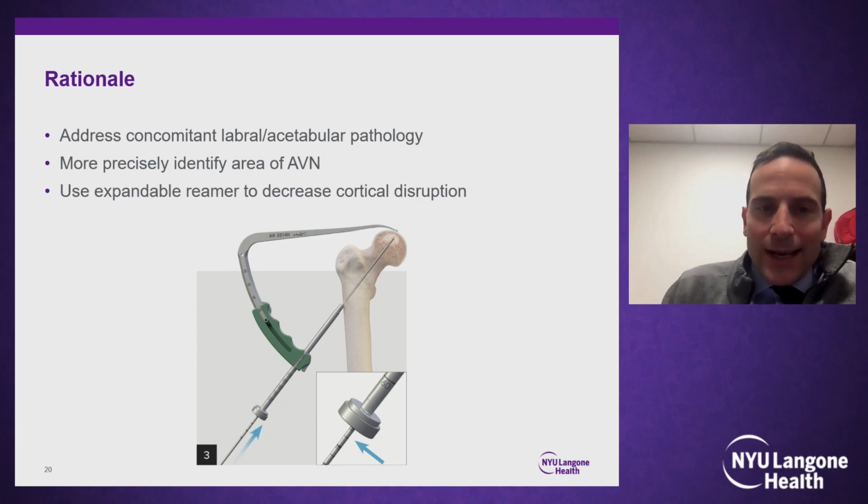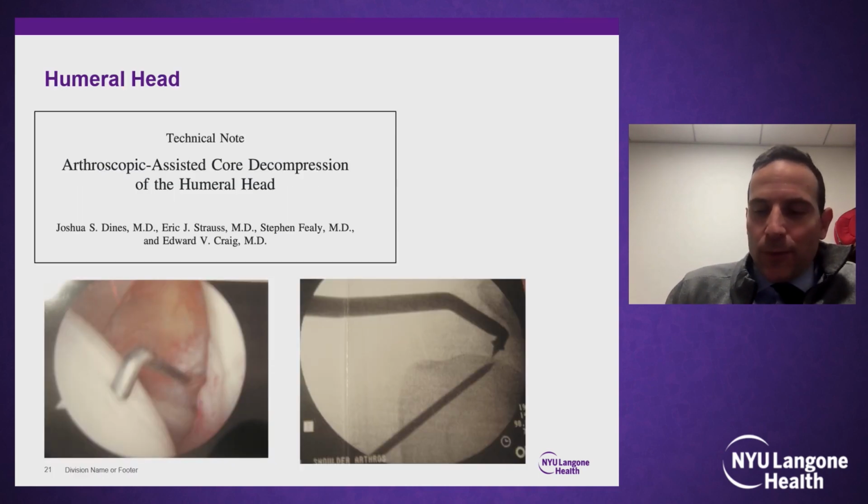So if you could devise a guide that could position your pin right in that area, you could potentially do this without radiation at all, so not use fluoroscopy. But even if you use fluoroscopy as a double check, you could really get a precise location, which is hard to do arthroscopically or using just fluoroscopy, since sometimes in these lower level stages you don't see that lesion so well. And then again, using that expandable reamer concept to decrease the morbidity on the lateral side.